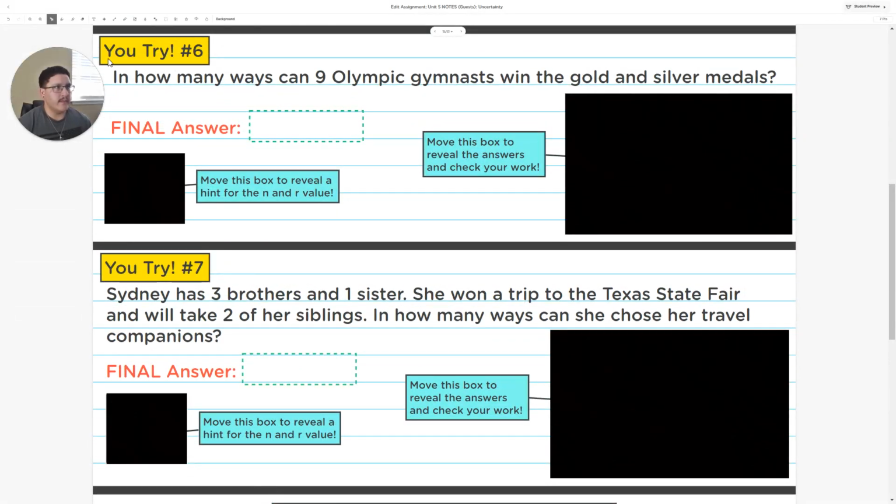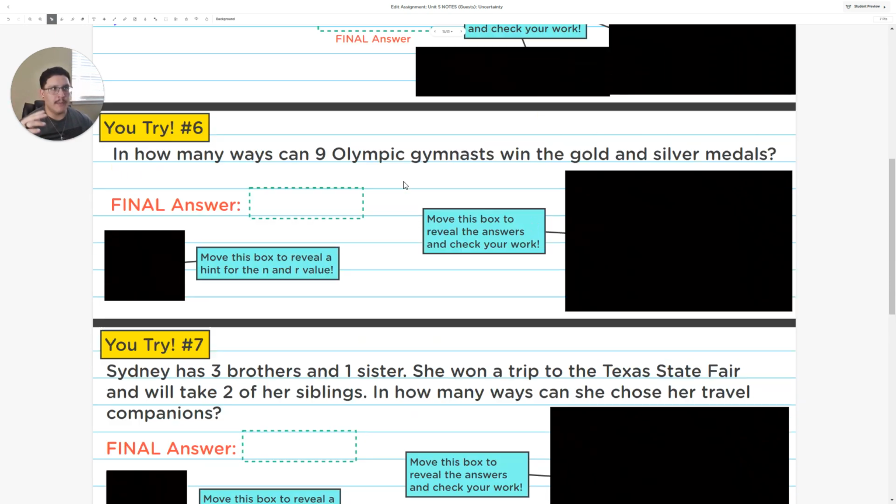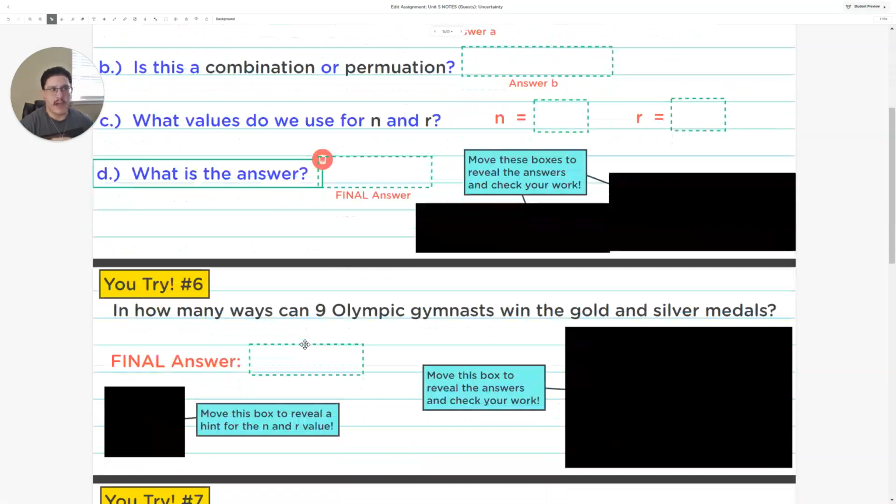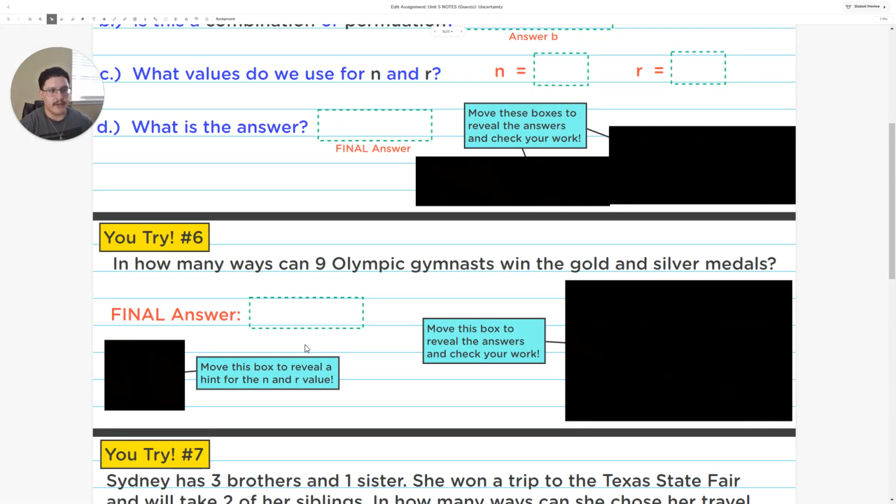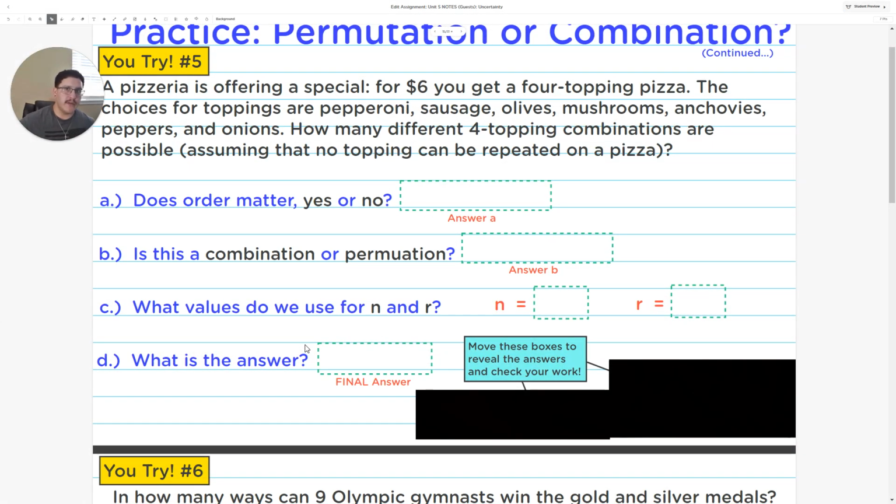Okay, the following 2 you tries, number 6 and number 7. I don't have the steps scaffolded at this point. I'm assuming you know what you're supposed to do. If you forget for number 6 and 7, just go back to a previous problem and ask yourself these questions. Does order matter? Is this a combination or permutation? What values do we use for the n and the r value? And what is the answer?